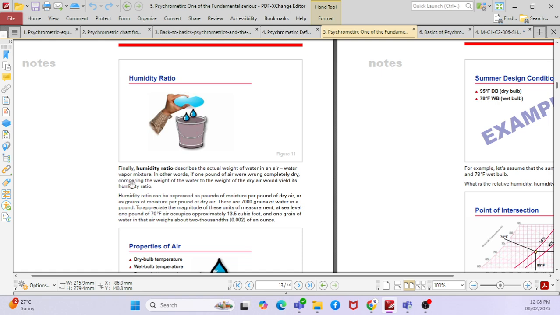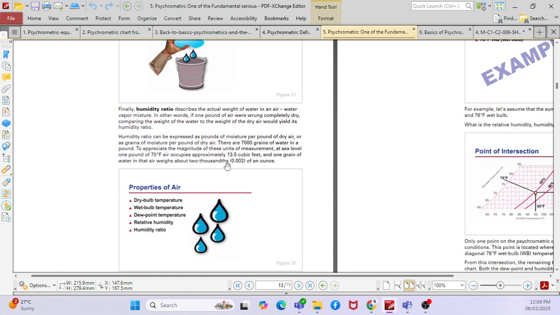When you say water vapor mixture, in other words, if 1 pound of air were run completely dry, compared to the weight of the water to the weight of the dry air. The weight of the water to the weight of the dry air is called humidity ratio. Say for example, when I talk about air, you have 100% dry air, and in the dry air you have some water particles. How much water particles divided by the weight of the dry air, that is called the humidity ratio. Again, we talk about the properties of air like dry bulb temperature, wet bulb temperature, dew point temperature, relative humidity and humidity ratio.